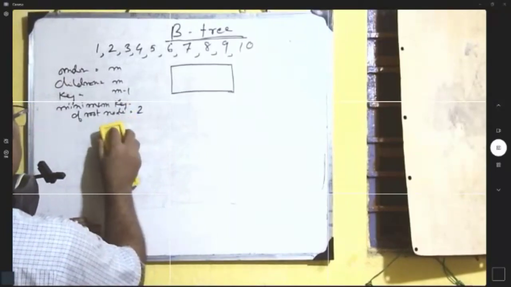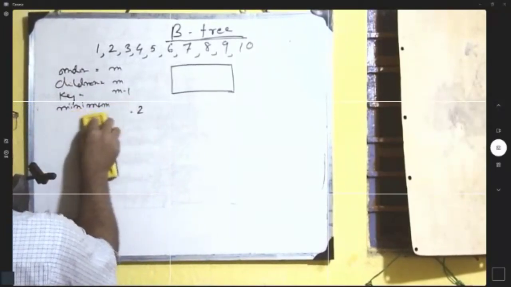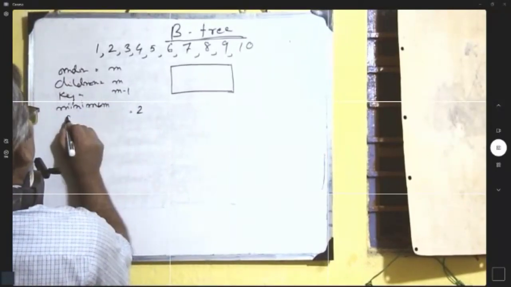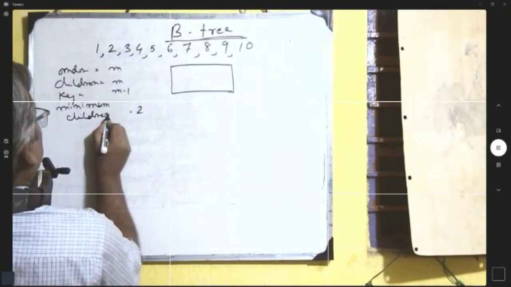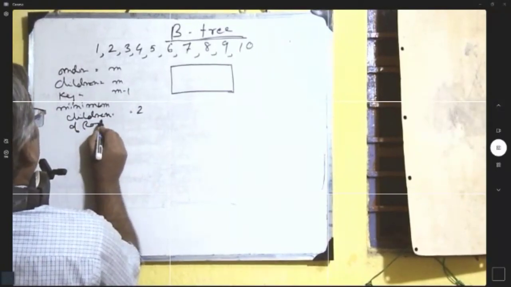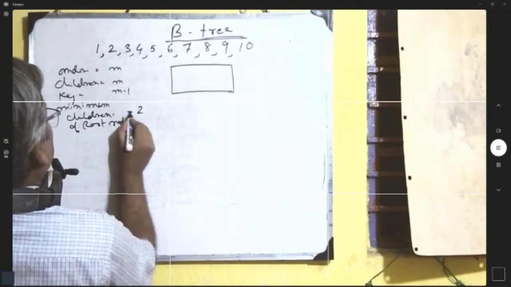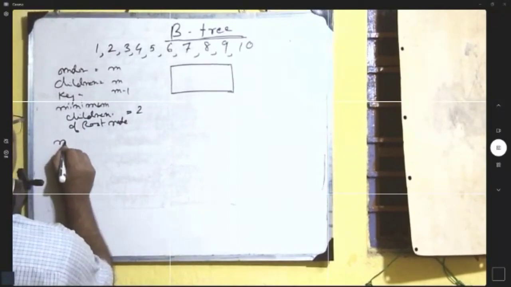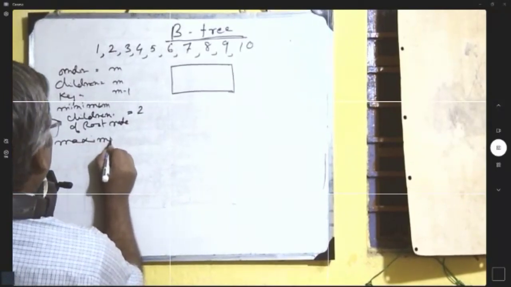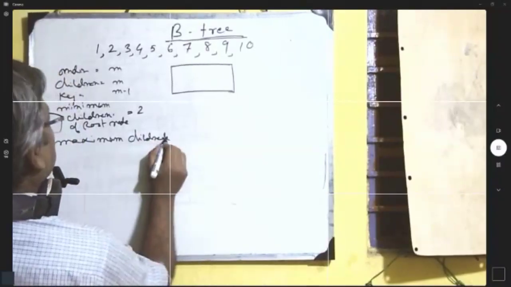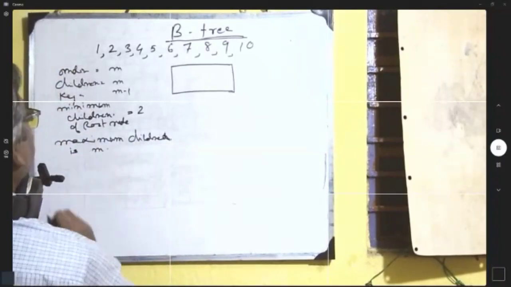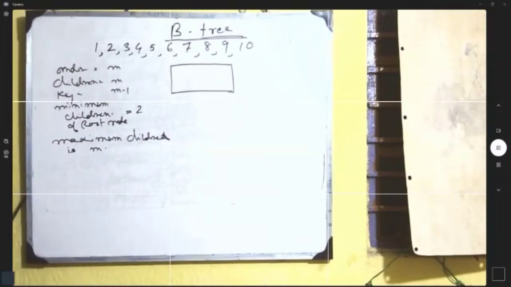Key is m-1. Minimum children of the root node is 2. Minimum children of the root node is 2. And maximum children is m. That is, order is m, maximum children is m.